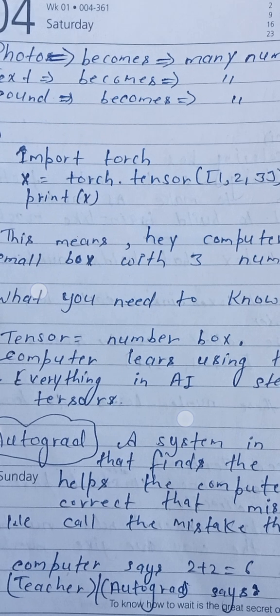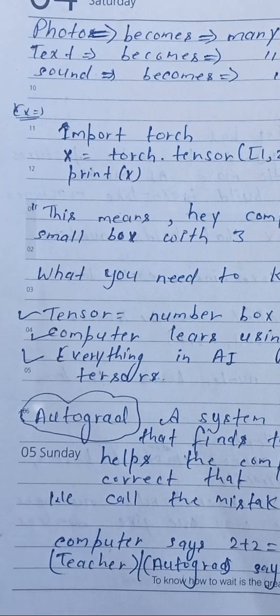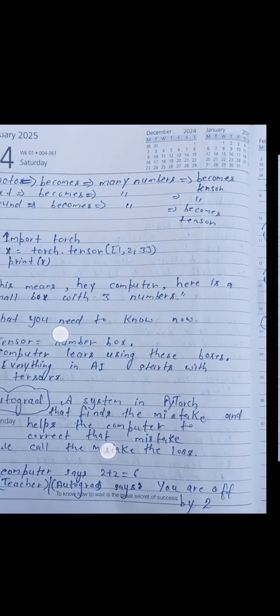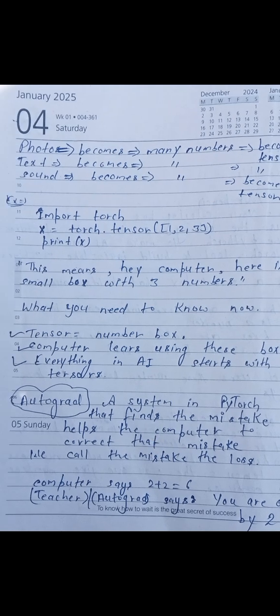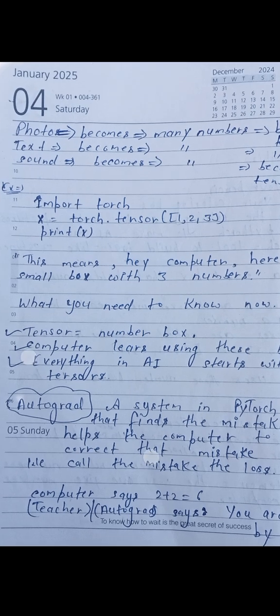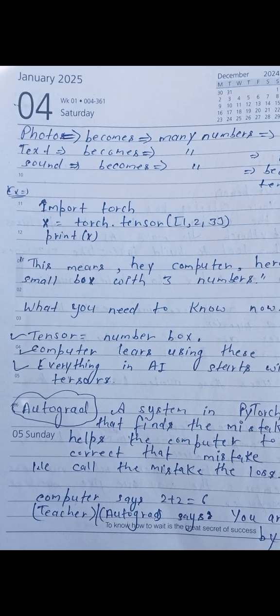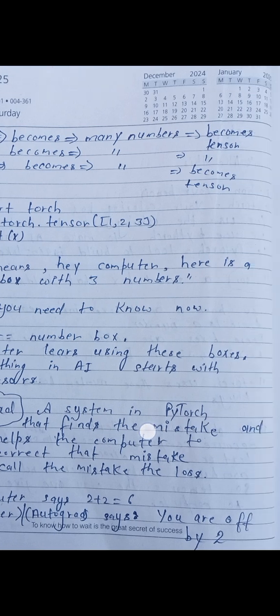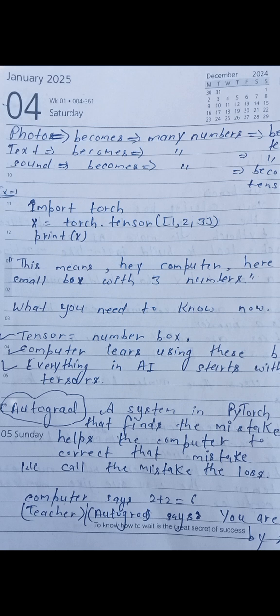So we have a small code: import torch, x equals torch.tensor of 1, 2, 3, print x. This means, hey computer, here is a small box with three numbers. So, tensor is a number box, and the computer learns using these boxes. Everything in AI starts with tensors.